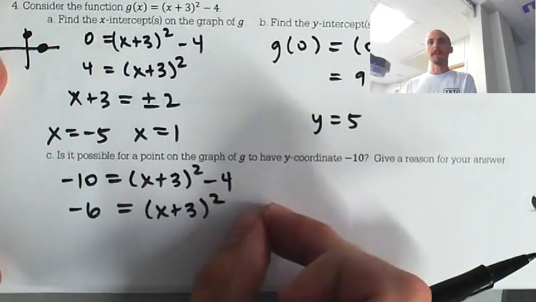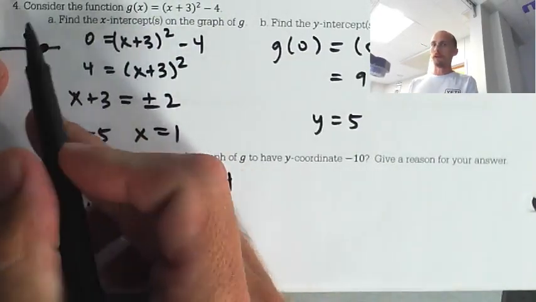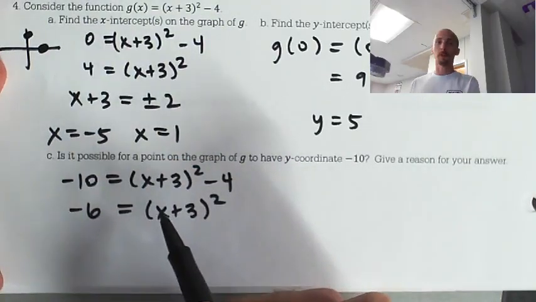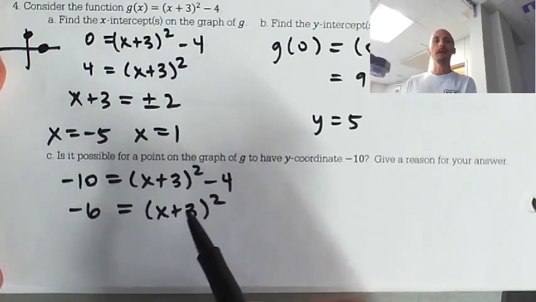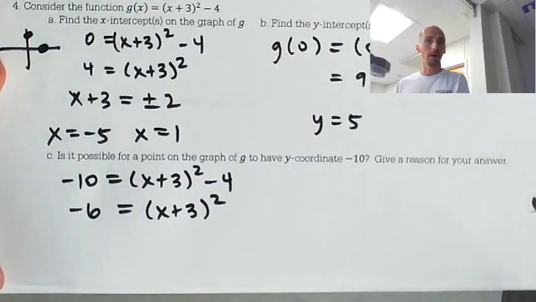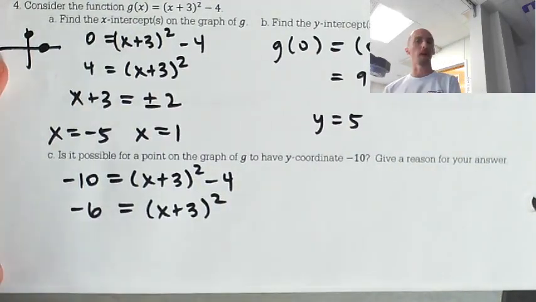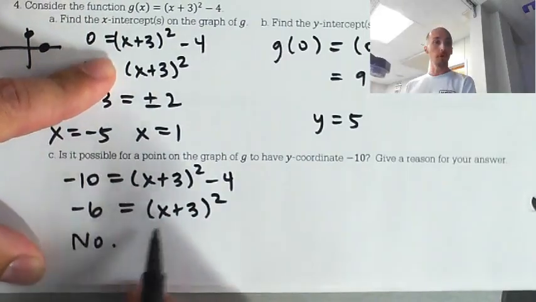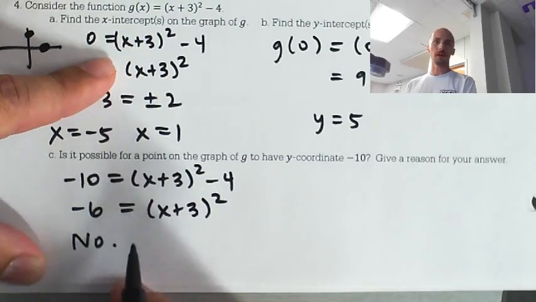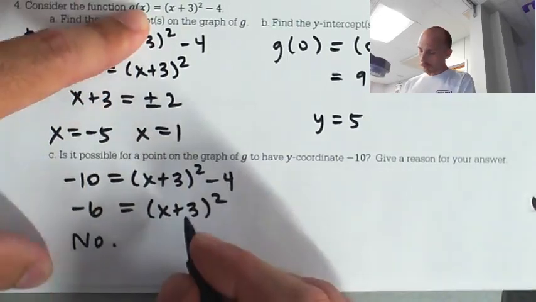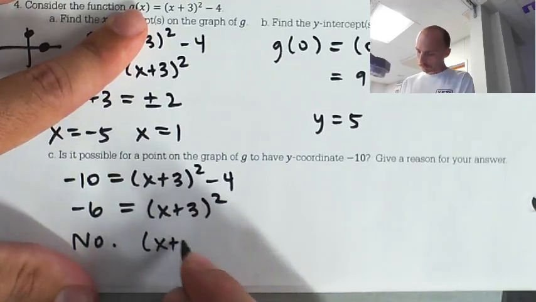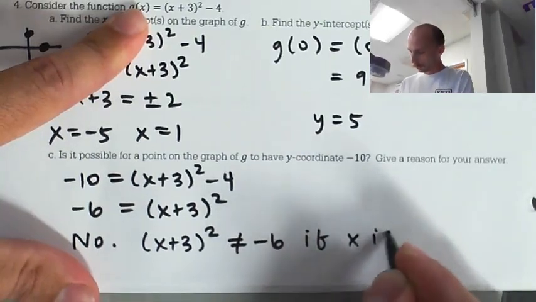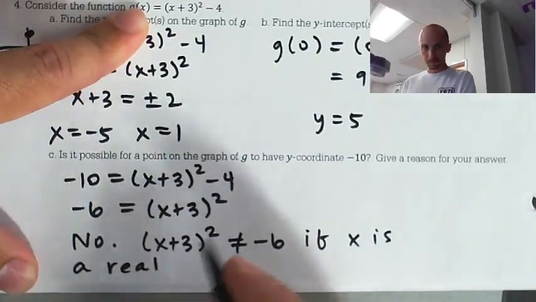And as far as a point on the graph of g, the graph is y versus x, where x and y are both real numbers. So I'm not going to be able to solve for x and get a real number because I'm going to have to take the square root of negative 6. And there's no real number that I can add 3 to, square it, and get a negative number. Because you take any real number and you square it, it's going to be positive. It can't be negative 6. So, no. My reason could be this. I would be okay with this. This is just not an equation that has a real solution. But I would say x plus 3 squared is not equal to negative 6 if x is a real number.